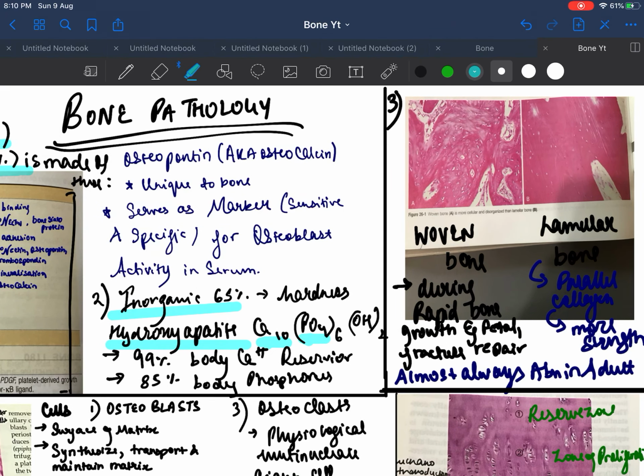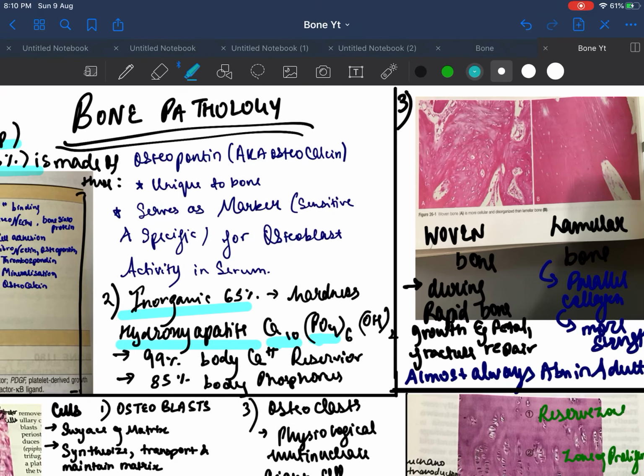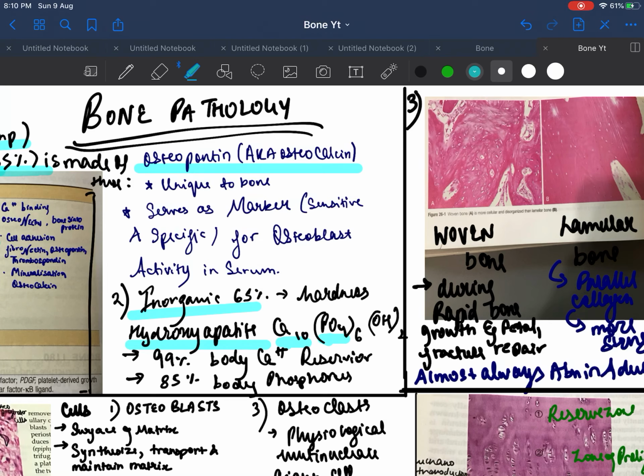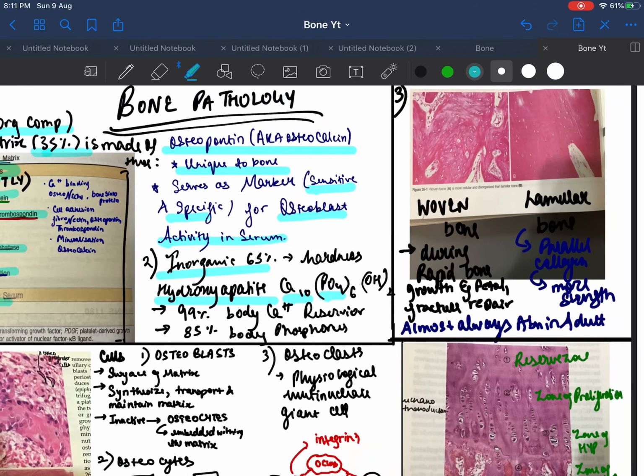So coming to one unique entity out of these, osteopontin. It is also known as osteocalcin, and this is a marker which is unique to bone. It serves as a very sensitive and specific marker for osteoblast activity in the serum. So if the osteoblastic activity is very high, like the bone is in a proliferative environment, your serum osteopontin will be high.